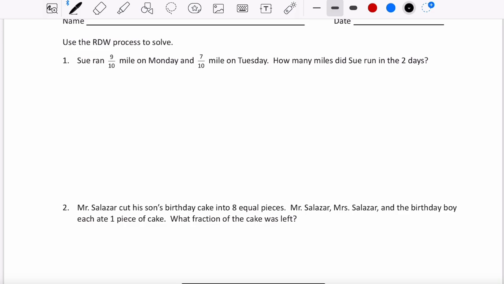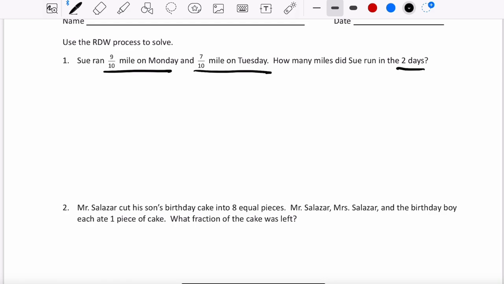Sue ran 9/10 mile on Monday and 7/10 mile on Tuesday. How many miles did Sue run in 2 days? We need to underline the important information in our word problem. So what would be some things that are important to underline in the word problem? Well, she ran 9/10 mile on Monday, and she ran 7/10 mile on Tuesday. And if we have to figure out how many miles she ran in 2 days, we have to find the total. So that probably means we need to add our fractions together.